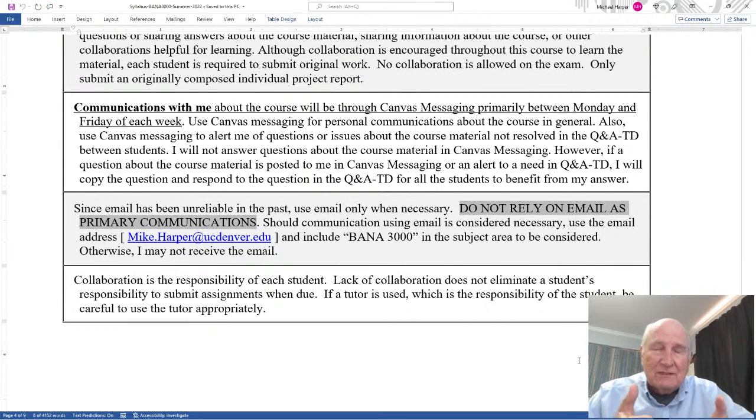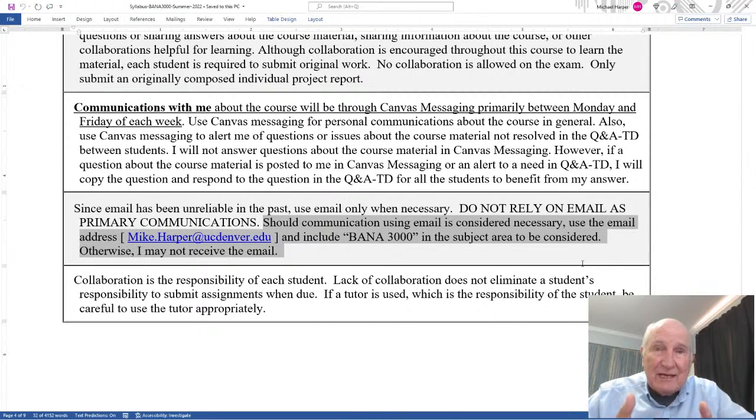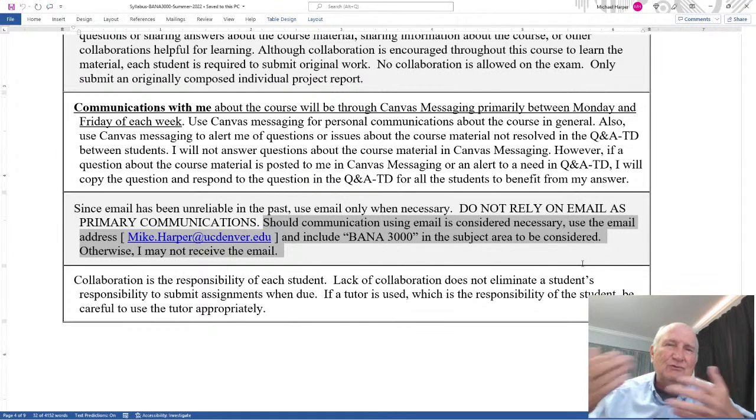Email me again if it's necessary. But whether communication using email is considered necessary is up to you. Use email to address the email address right there. You click on that and include BANA 3000 in the subject area to be considered. Otherwise, I may not receive the email. And if I don't respond within a day or two, email me again, because I will respond if I see it or if I get it. Okay? So make sure you do that again.